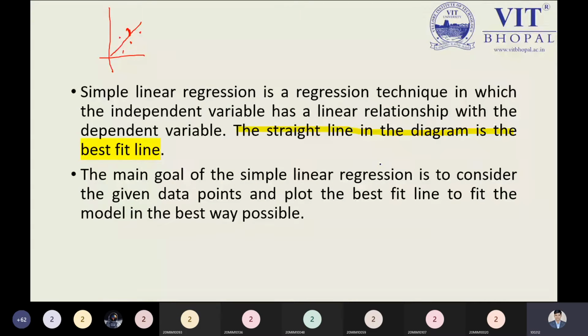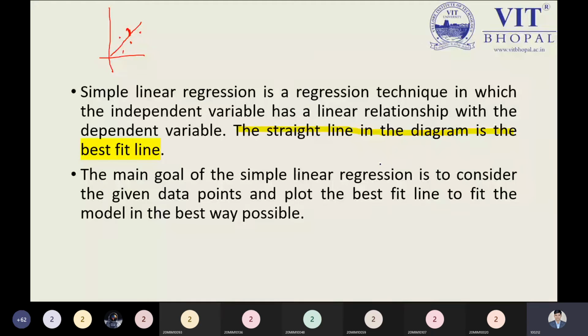So what is our objective? What is our goal? Our main goal in simple linear regression is to consider the given data points and plot the best fit line to fit the model in the best way possible, so that the accuracy of our model will be better. From this, our objective should be clear: the error in our data points should be minimum. That is the point you are required to understand.